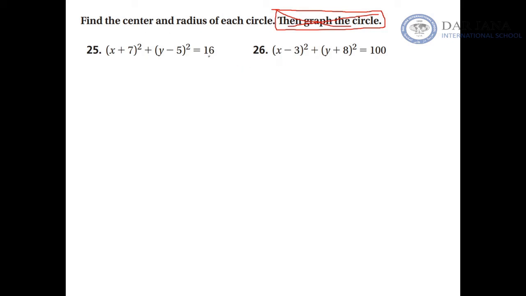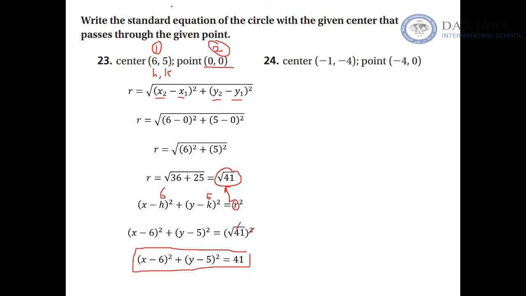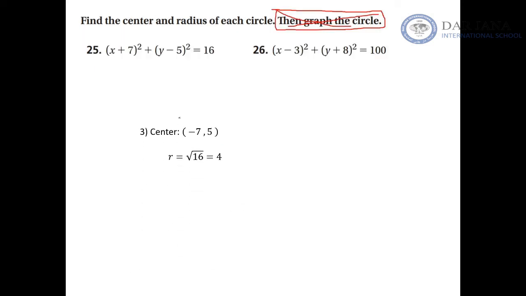Now, we know the general equation of the circle: x minus h squared plus y minus k squared equals r squared. So this one is minus h. Remember, if it is minus h in the equation, it means the sign is flipped. I have to flip the sign of this number right here. So positive 7, h is negative 7. Negative 5, flip the sign, it is positive 5. And this is r squared.